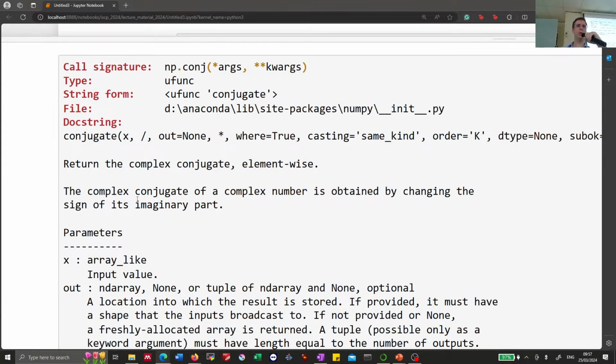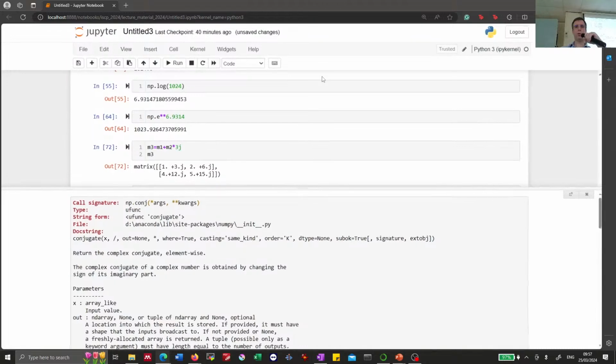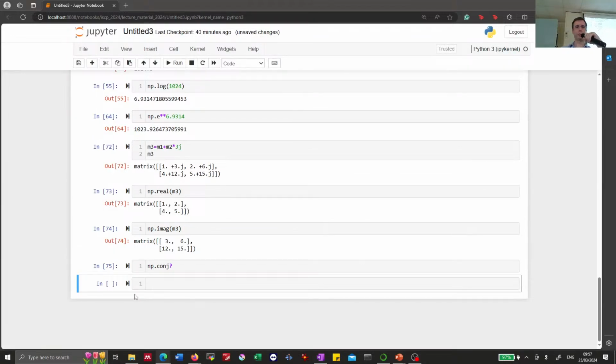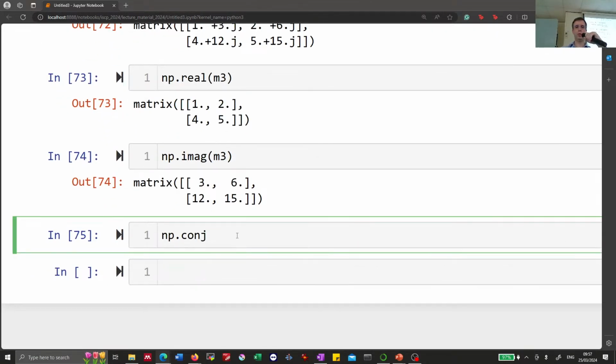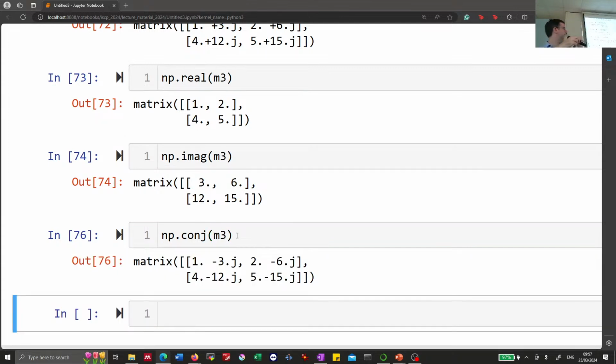Do you remember what's a conjugate of a number? If a complex number, right, you have a real valued axis and an imaginary axis. And you have a vector somewhere on the plane, and the conjugate is basically you turn it around the real axis. So a positive complex argument becomes negative. So let's see. So conjugate of M3 is what? Yes. So we have 1, minus 3, 2, minus 6, 4, minus 12, and 5, minus 15.